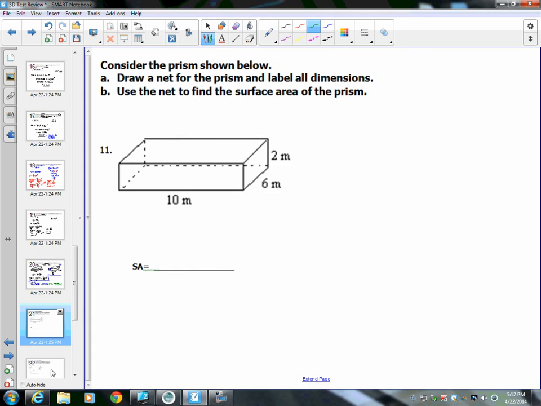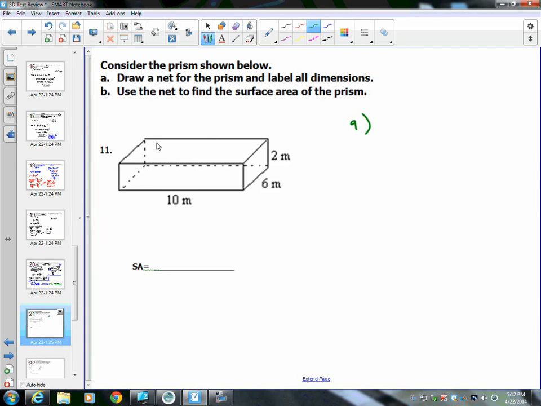Next question. This is number 11. There's two things that we need to do. Part A says draw the net, and then part B says use the net to find the surface area. Okay, so part A, I'm going to do part A up here. Part A, draw the net.